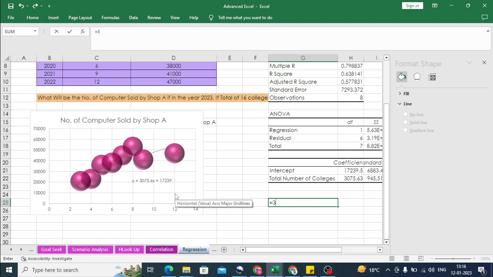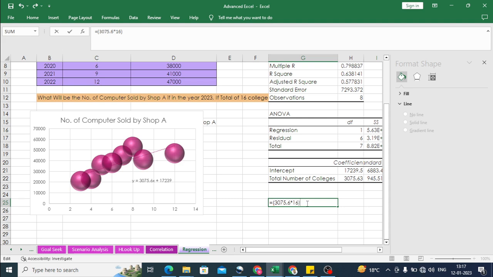3075.6 multiplied by x. Now what is x? X is the independent variable, and the independent variable over here is total number of colleges. So we will enter over here 16 because we are trying to find out what will be the total number of computers sold in case there are 16 colleges in the city.